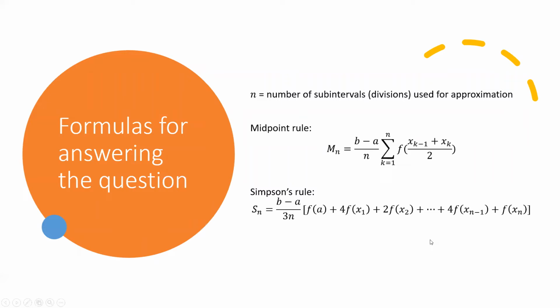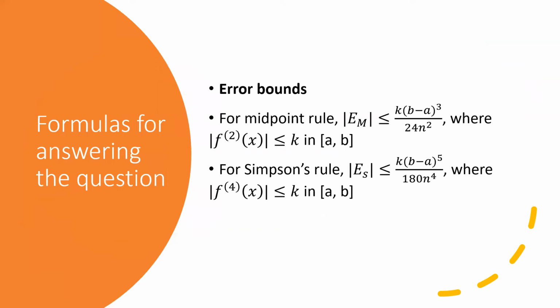M sub n is equal to b minus a over n times the sum of f of (x sub k minus 1 plus x sub k) over 2. S sub n is equal to b minus a over 3n times f of a plus 4 times f of x sub 1 plus 2 times f of x sub 2 and up to f of b. The error bound for the midpoint rule is represented by E sub M. The absolute value of E sub M is less than or equal to K times (b minus a) cubed over 24n squared, where K is greater than or equal to the absolute value of f double prime of x in the range of integration.